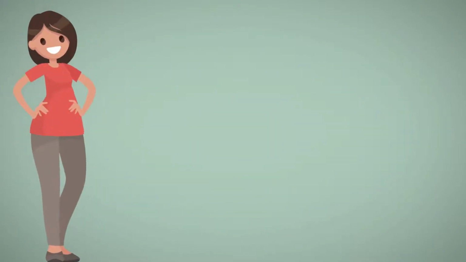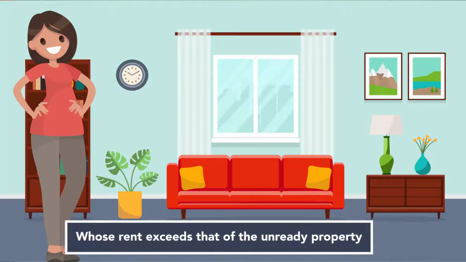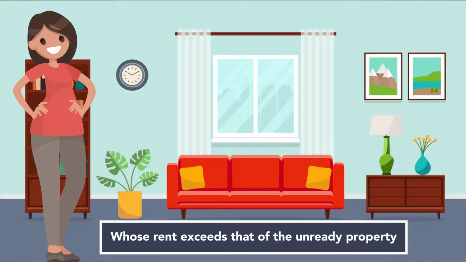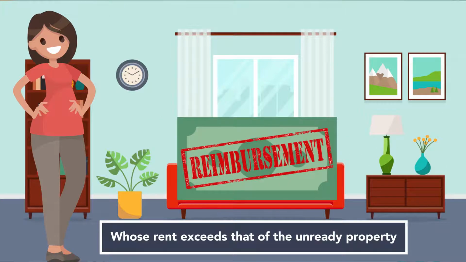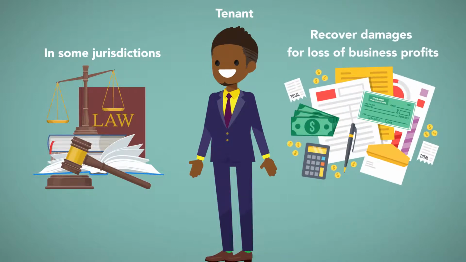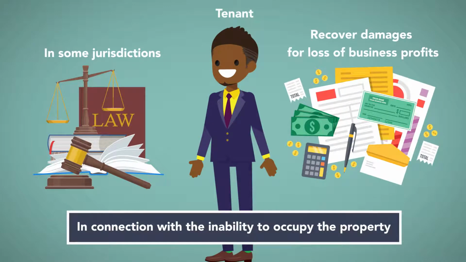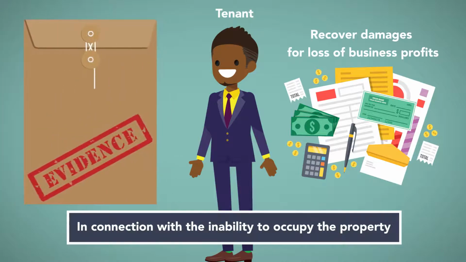For example, even though the tenant does not pay rent while the apartment is not ready for occupancy, if the tenant rents an alternative property whose rent exceeds that of the unready property, the tenant may recover the difference in rent. In some jurisdictions, the tenant may also recover damages for the loss of business profits in connection with the inability to occupy the property, if such loss can be proven with reasonable certainty.